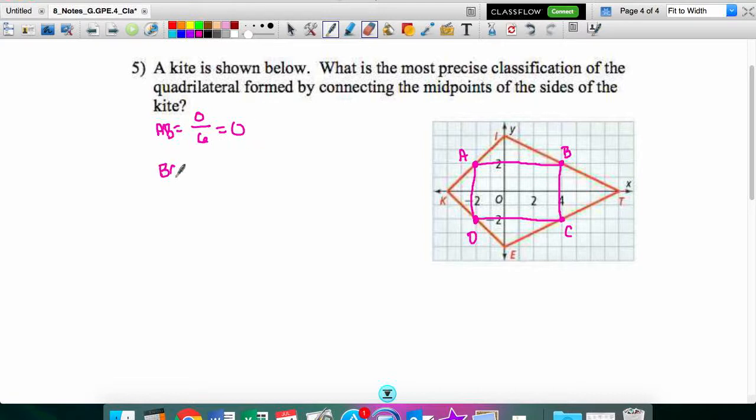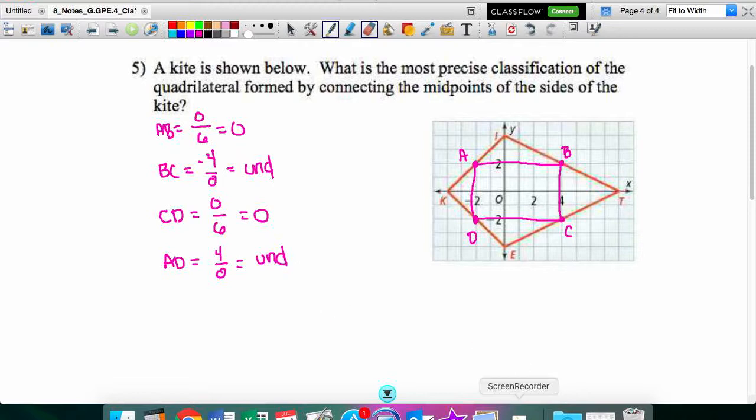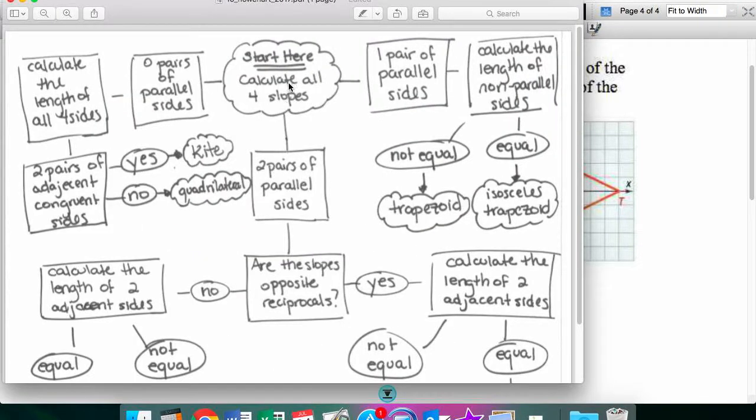For BC, we rise -4 and over 0. So -4 over 0 is actually undefined. CD's slope will be up 0 over 6. Slope of 0. And AD looks like it goes up 4 over 0, or undefined. So we have two matching pairs of parallel sides. Two matching pairs of parallel sides will take us down yet again.